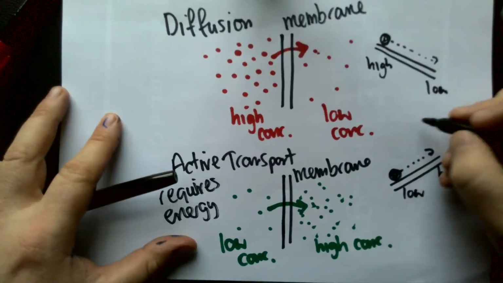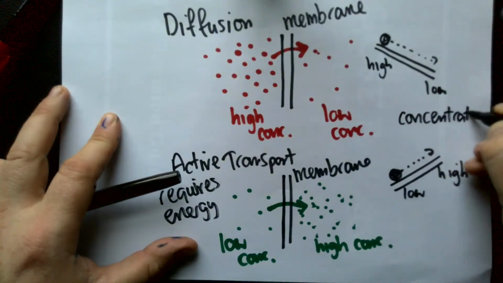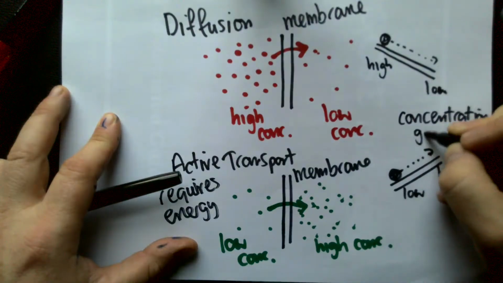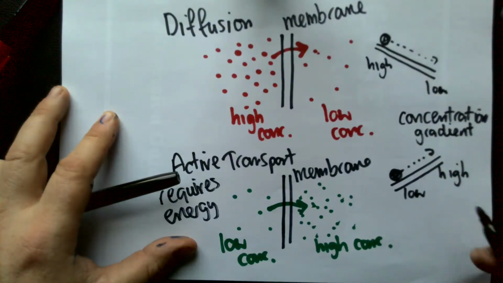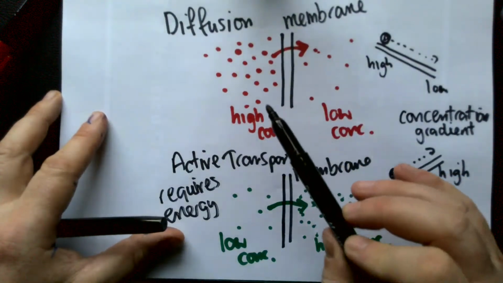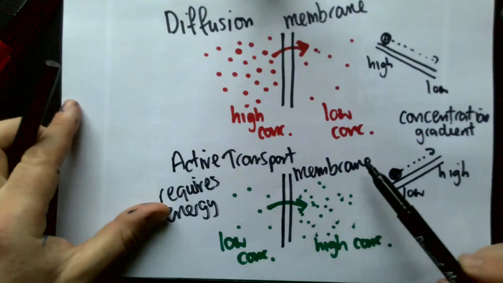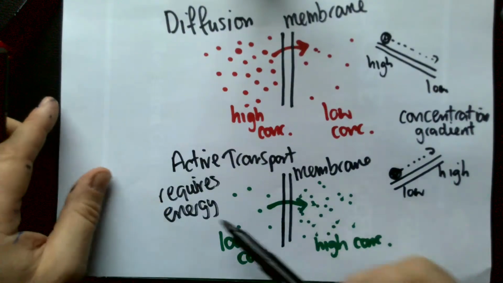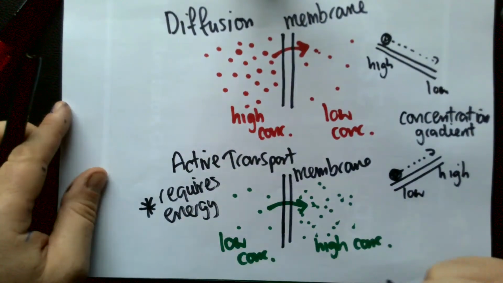Okay, there's another phrase you might want to include tomorrow. The concentration gradient. Okay, diffusion goes from high to low, which is down the concentration gradient. Active transport goes up the concentration gradient from low to high, but that requires energy. That's the key inclusion for active transport.